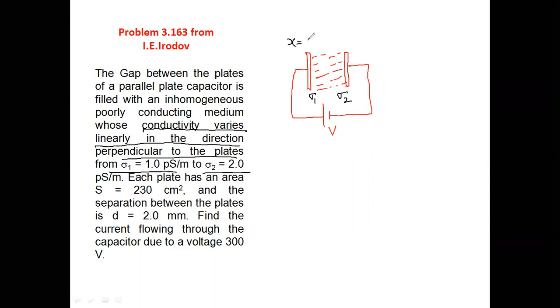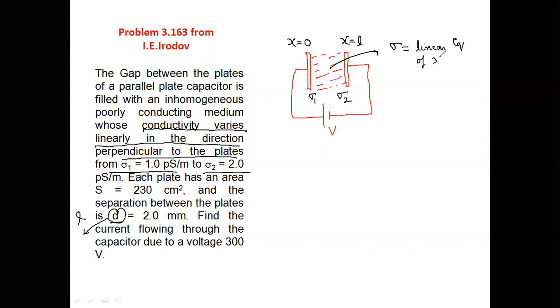If I assume the left plate to be at x equal to 0, and if I assume the right plate to be at x equal to, let's say, small l, which is given as d. So this d and l are same. You can call it L or you can call it D. Since conductivity as per the question is varying linearly, it must be a linear function. It must be a linear equation of x.